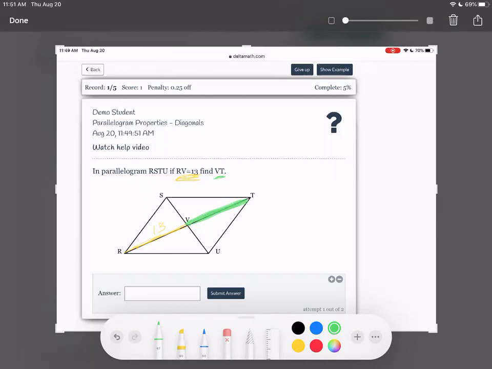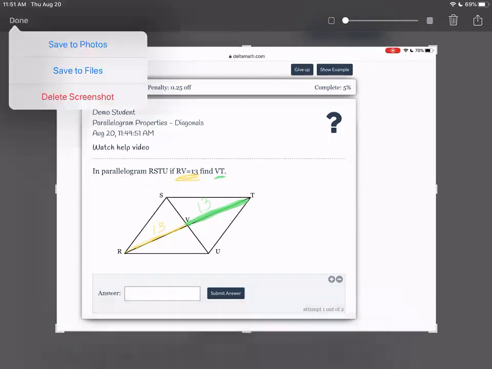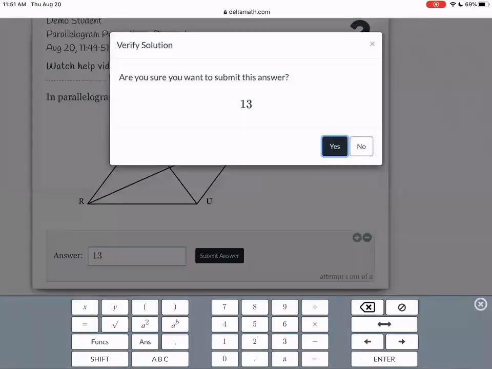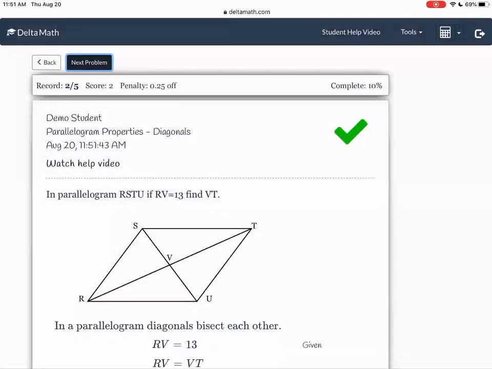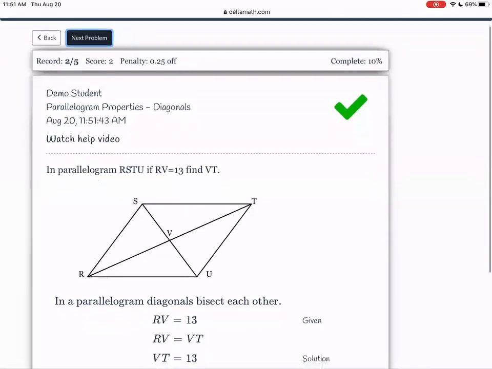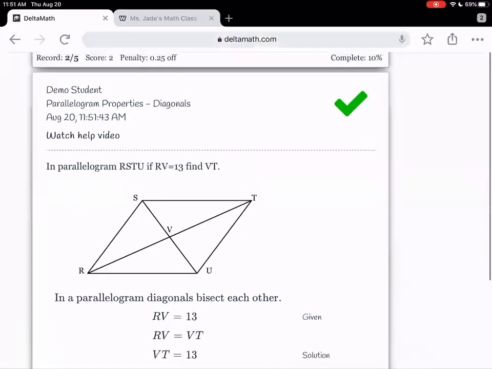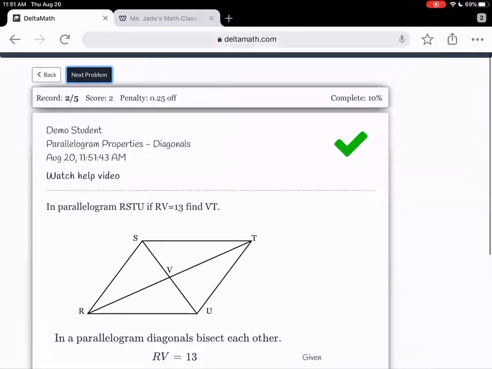But if RV and VT are part of the same diagonal, that means they gotta be the same length. So I'm not sure who said it was 13, but you're right. Good job. And also, thanks for catching my mistake. So let's save that to photos and put 13 there. Okay. So that's for this first type of problem.